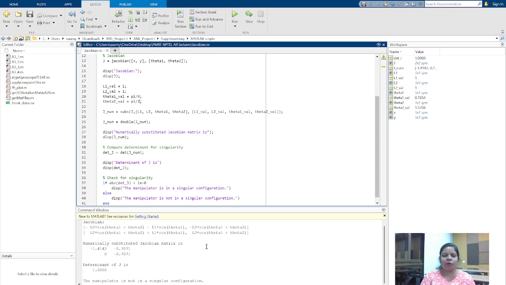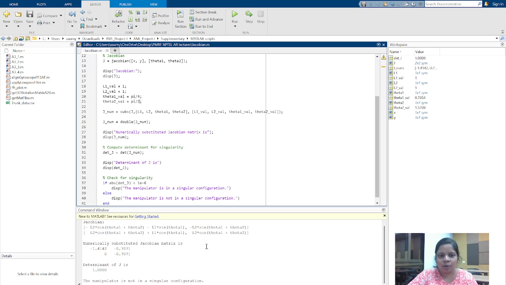Yeah, so you get a determinant of J to be 1. That means you get sine theta 2 to be 1, and that is the maximum value sine theta 2 can have. Your manipulator is definitely not in a singular configuration, but it is definitely in a mode which is able to minimize the energy consumption. So you are operating in an optimal mode.